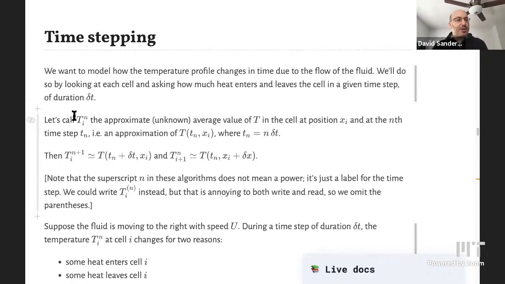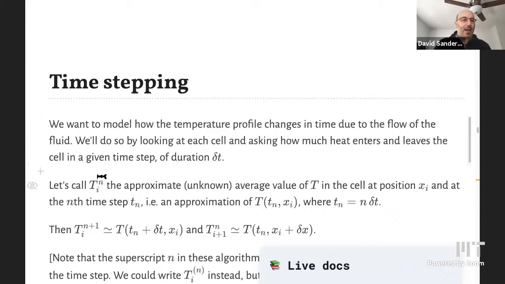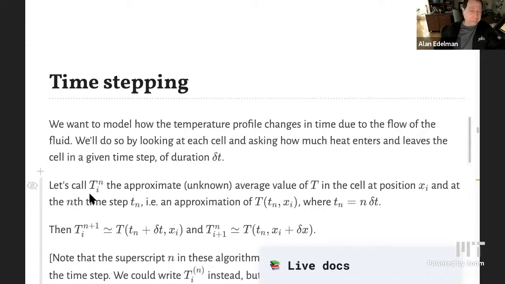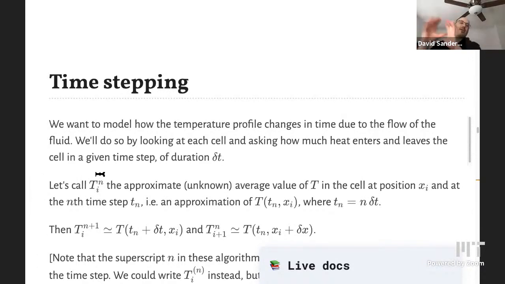And so we're going to use this notation. We now have two variables, so we need two labels for these cells. So we're going to call T sub I superscript n the temperature in cell number I at time n, or time step n. In other words, at time t sub n, and at position x sub I. Right? So I is just an integer that labels the cells. n is an integer that labels the times. And so you can think of a two-dimensional grid of positions labeled by I and times labeled by n.